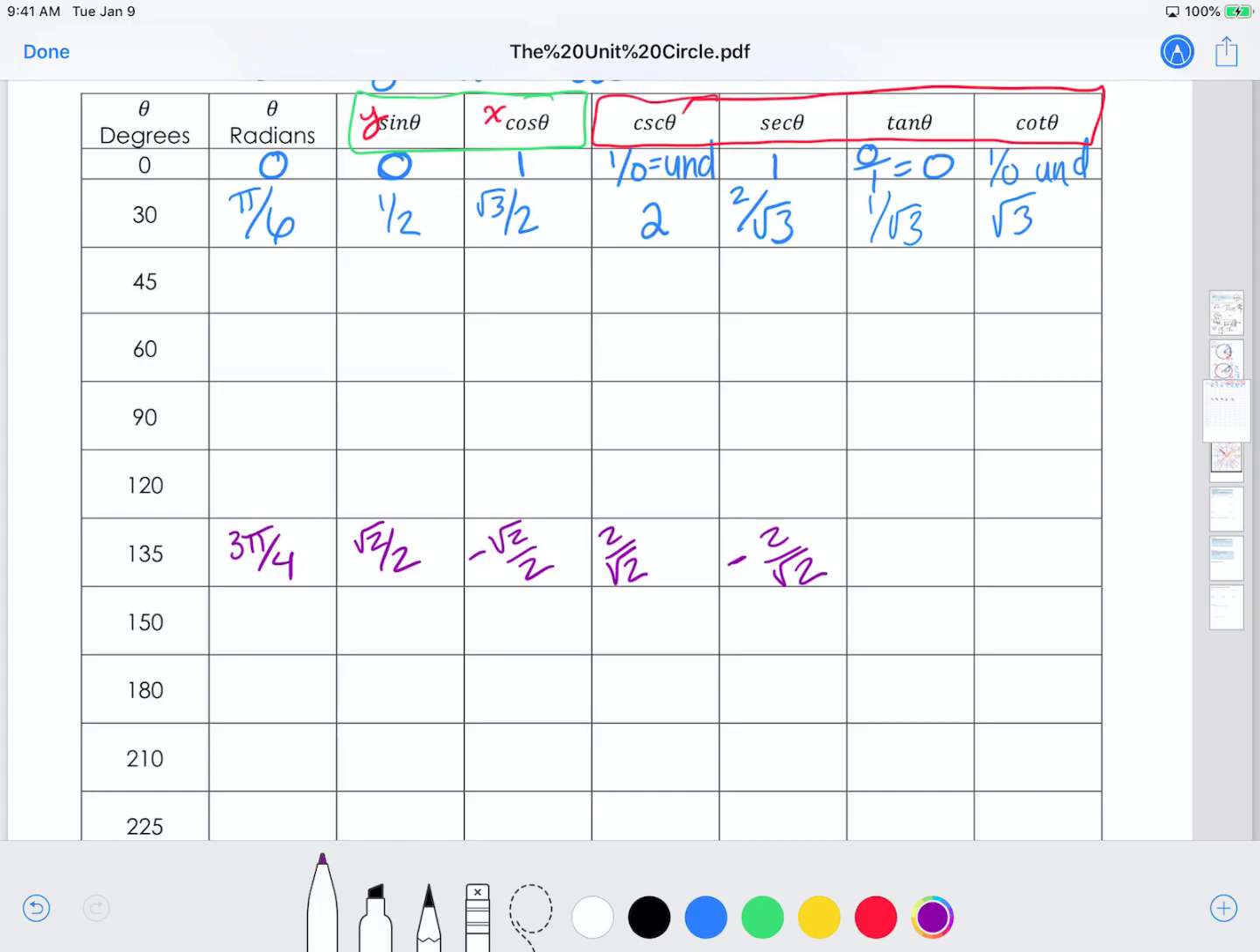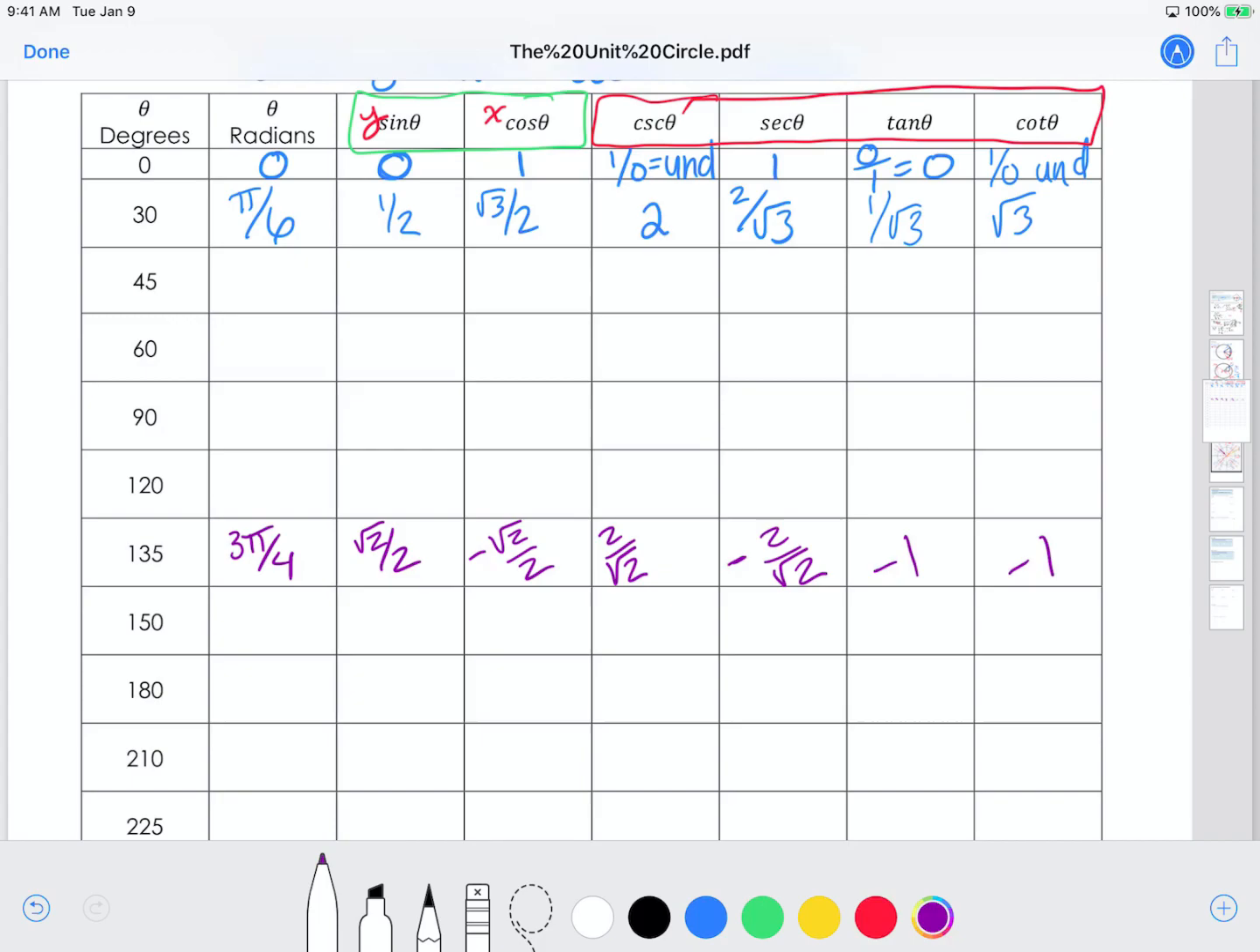Tangent is the value of sine over cosine. So if I take the value of sine over the value of cosine, they're the same exact value except one's positive and one's negative. So when I divide, that's going to give me a negative 1. Cotangent is the reciprocal of tangent, or you could look at it as cotangent is the value of cosine over sine. Either way, you're going to get negative 1.